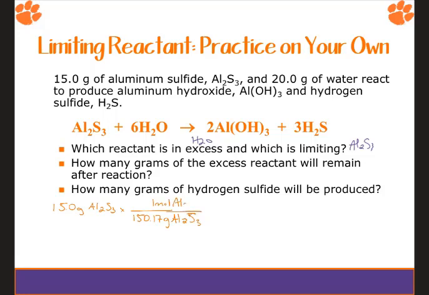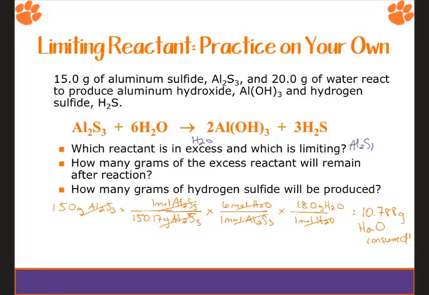All right, so again, we convert it to moles first. Then we go from moles of aluminum sulfide, using the balanced equation, the coefficients from there, into moles of water, which is our excess reactant, so 6 moles of water. And then we transfer that into grams of water. So in 1 mole, we have 18 grams of H2O. Double check and make sure everything cancels the way it should. And we are going to stop and solve here. So we get about that we have 10.8 grams of water consumed in this reaction.